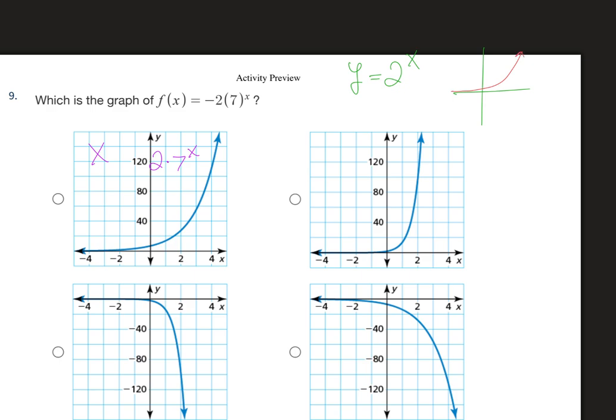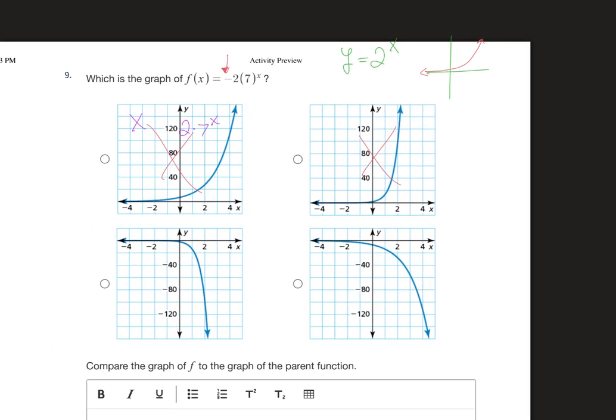Whoop, like that, right? So this negative right here says, well, things are going to change a lot. So we don't like this one. Bye-bye. I don't like this one. Bye-bye. I like either of these two. And then the next question is, okay, well, how do we know which is which? And here's what I'm going to do.